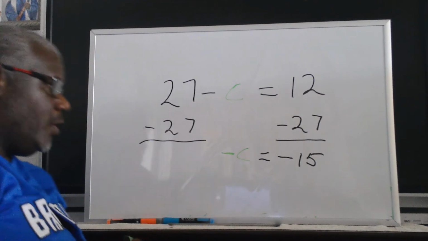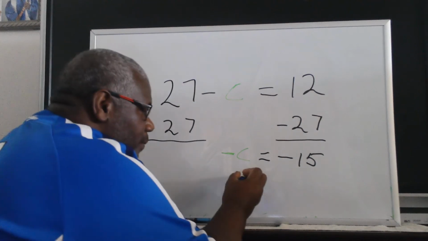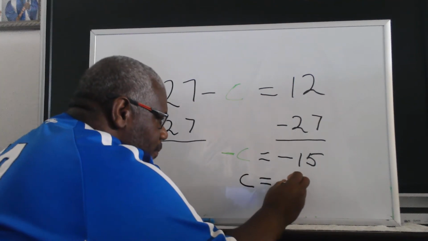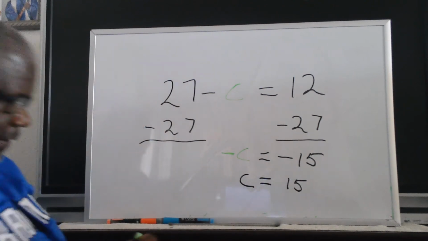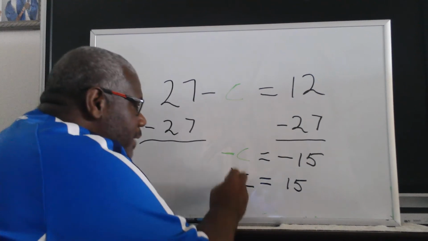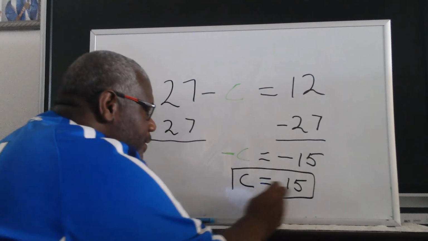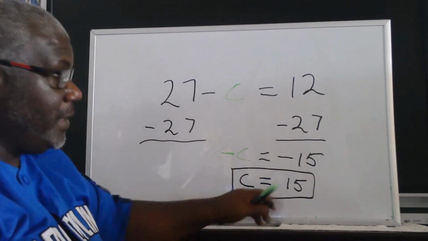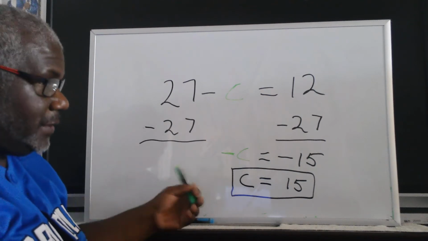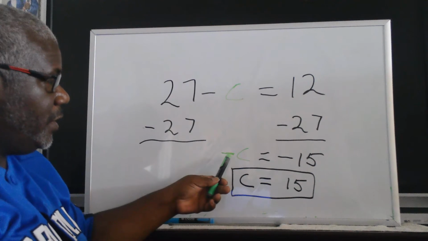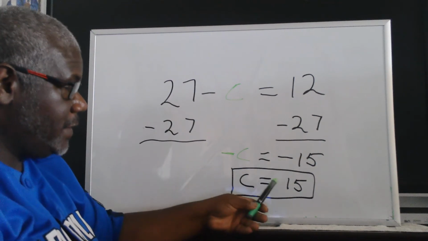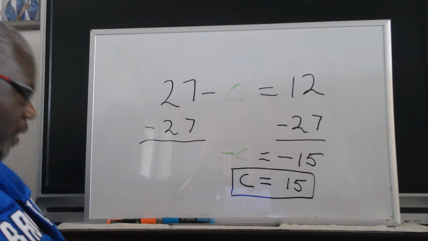So what you now have to do is change the sign. You cannot have a negative variable as a final answer. The answer can be a negative number. But remember, because this is a scale, balance, change the sign here, change the sign here. That's one way of doing it.